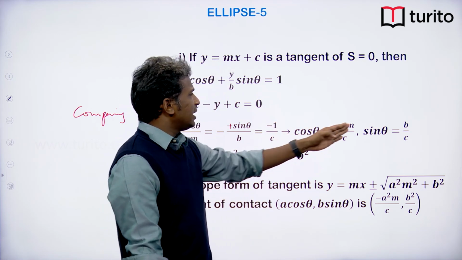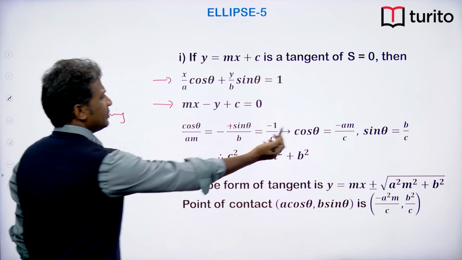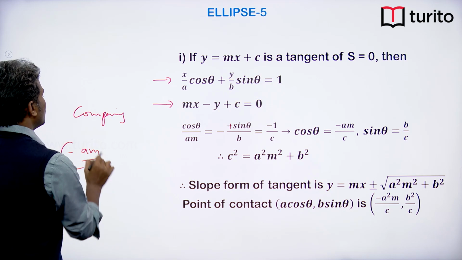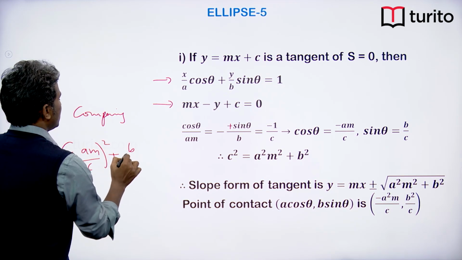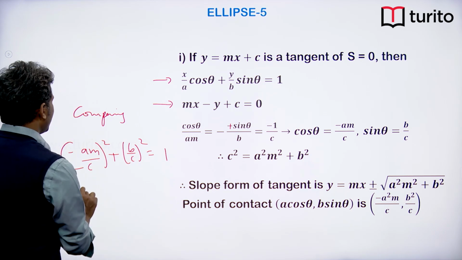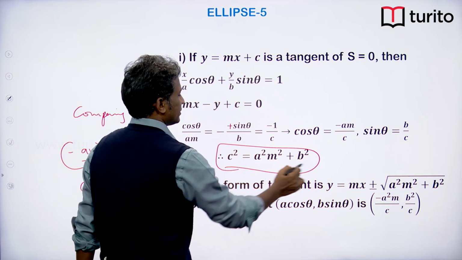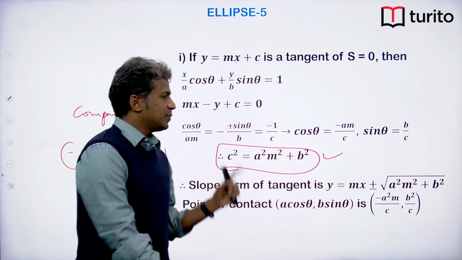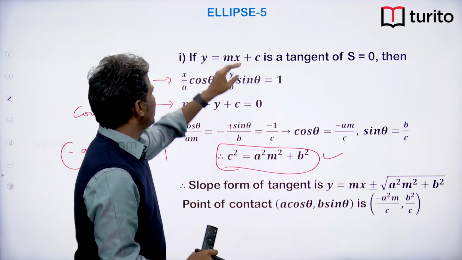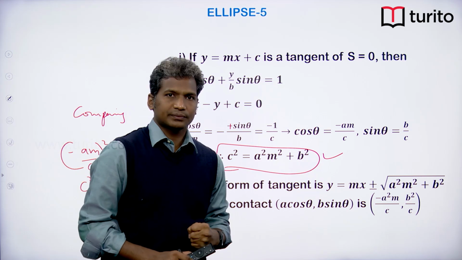Now, if I eliminate theta from here, what do I get? I will be getting something like minus am by c whole square plus b by c whole square is equal to 1. Now, if I simplify it, I will get c square equals a square m square plus b square. So, this becomes the condition for tangency. So, for any line y equal to mx plus c to be a tangent, this has to be valid.